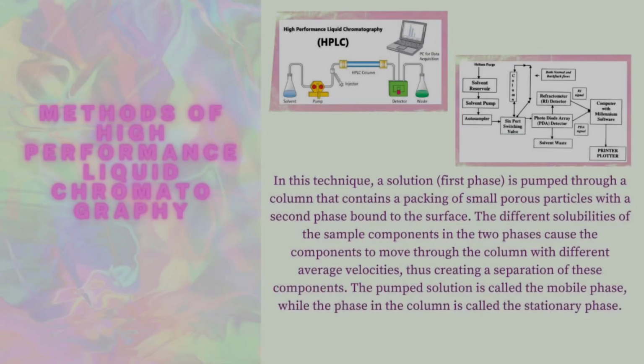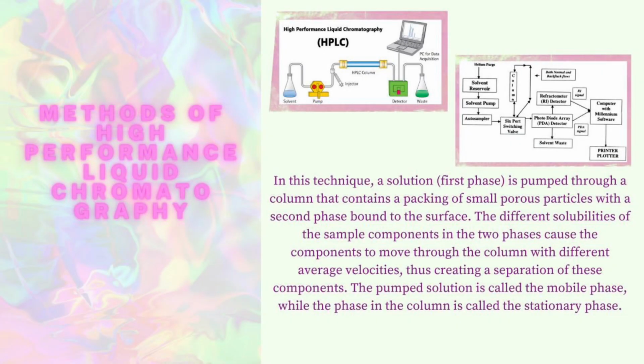Methods of high-performance liquid chromatography. In this technique, a solution is pumped through a column that contains a packing of small porous particles with a second phase bound to the surface. The different solubilities of the sample components in the two phases cause the components to move through the column with different average velocities, thus creating a separation of these components. The pumped solution is called the mobile phase, while the phase in the column is called the stationary phase.